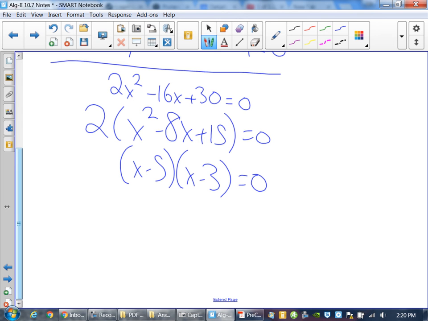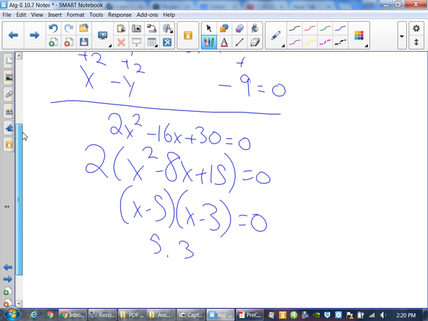So that tells me my terms, parentheses, x minus 5, x minus 3. Zeros, therefore, are 5 and 3. So now I go back up.